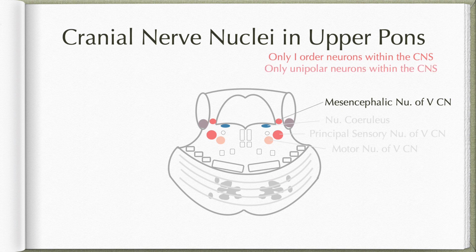These are the only unipolar neurons in the central nervous system, and belonging to the general somatic afferent column, this nucleus receives proprioceptive information from the head region. Now, fibers of its neurons synapse with the neurons in the motor nucleus of trigeminal nerve, forming the reflex arc for the jaw jerk, which is the only supraspinal monosynaptic reflex.